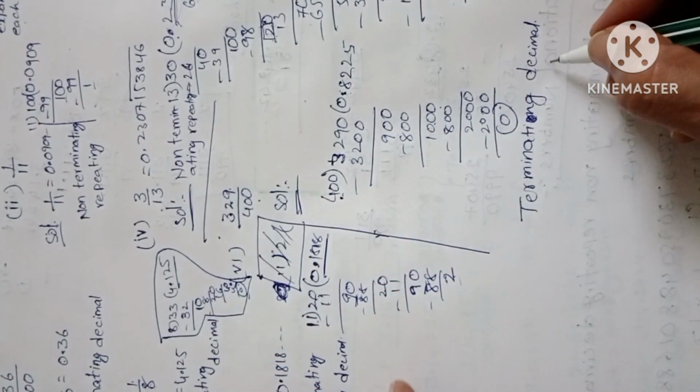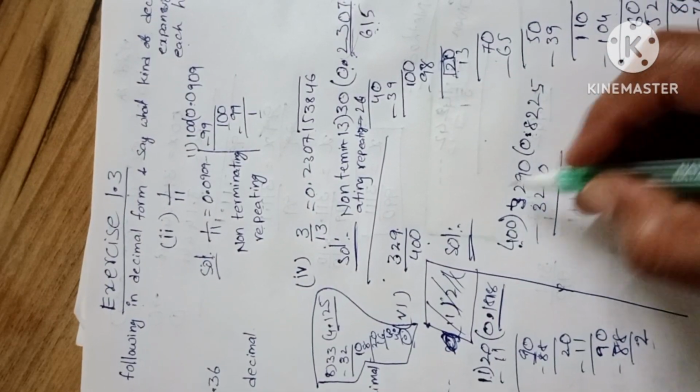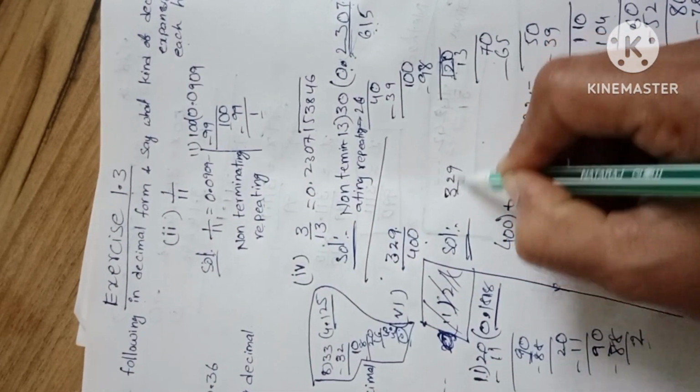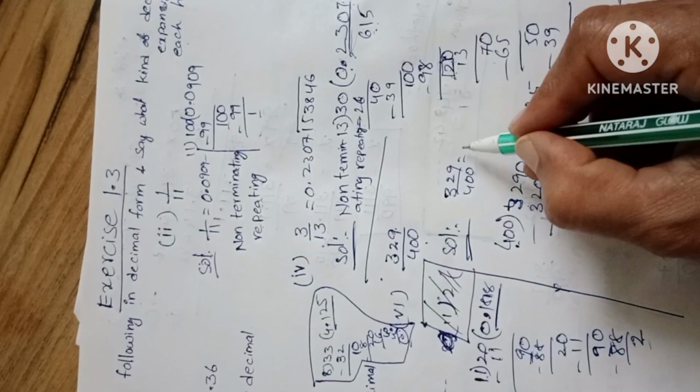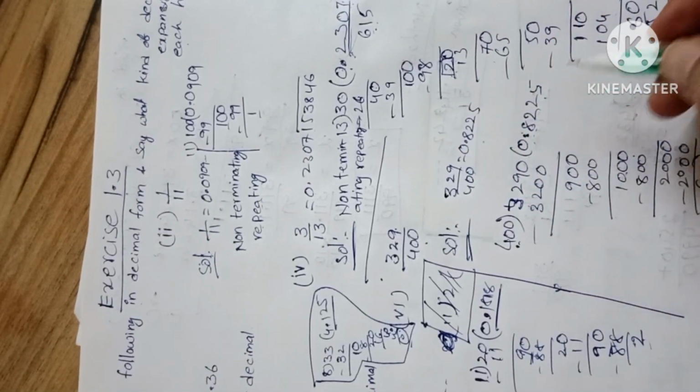What type of decimal is this? Terminating decimal. So the decimal form of 329 by 400 equals 0.8225. Thank you for watching.